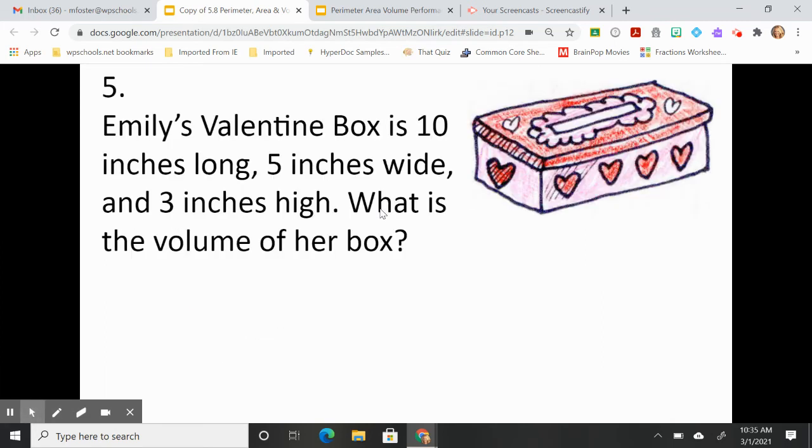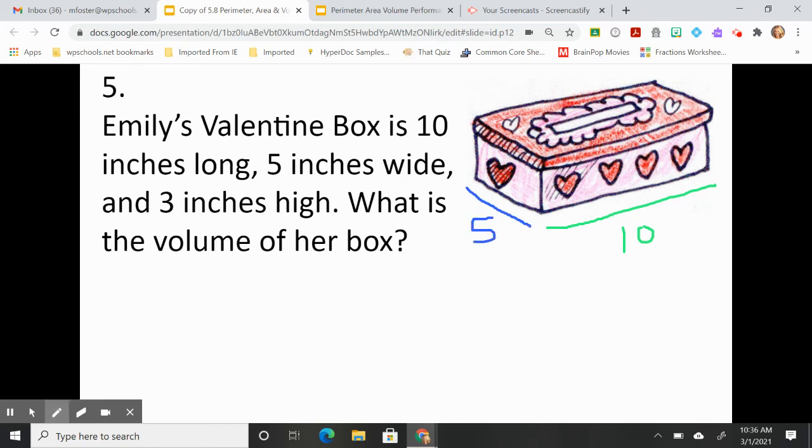All right, another triangle. Okay, let's talk about volume. So volume is 3-dimensional. Okay, area is 2-dimensional. Volume is 3-dimensional. So we have length, width, and a height. So in this case, Emily's Valentine's box is 10 inches long. So from there to there, it's 10. It is 5 inches wide. So from here to here is 5.